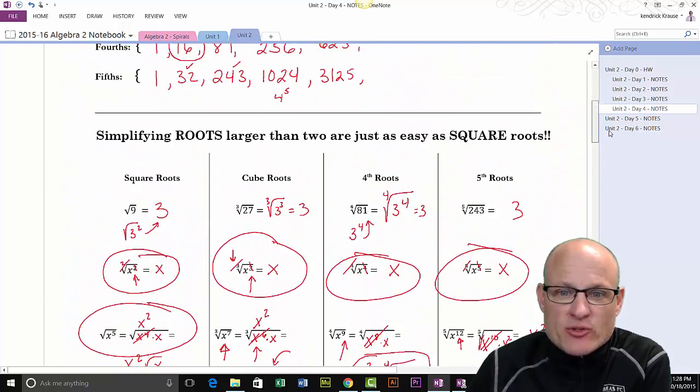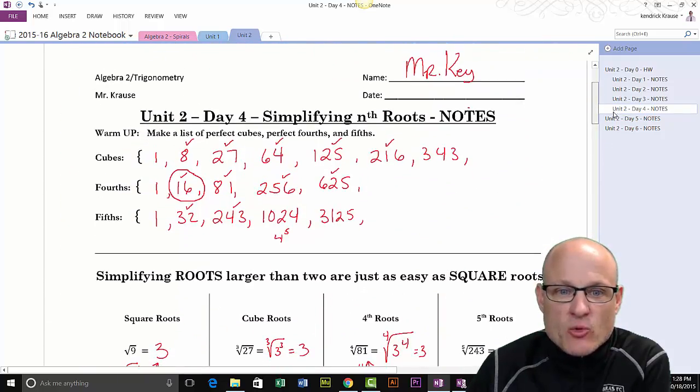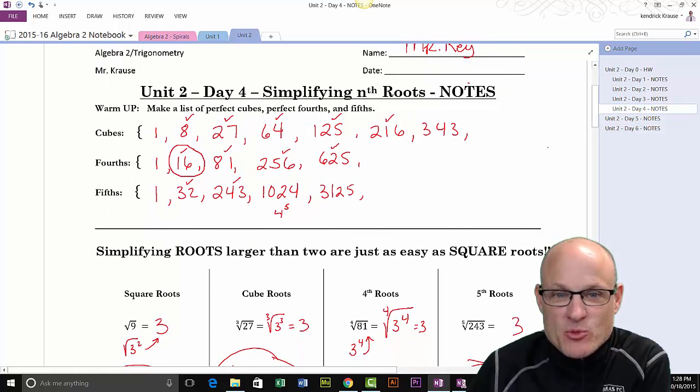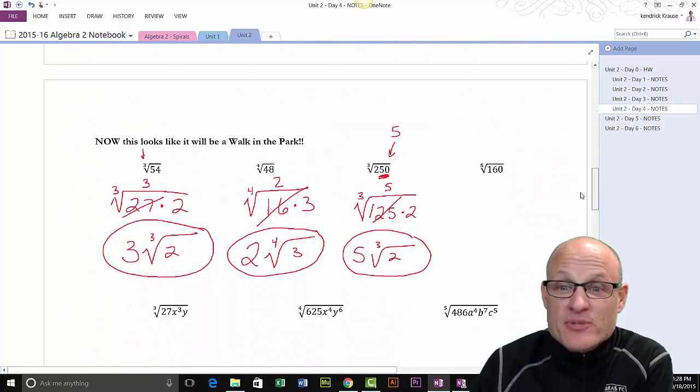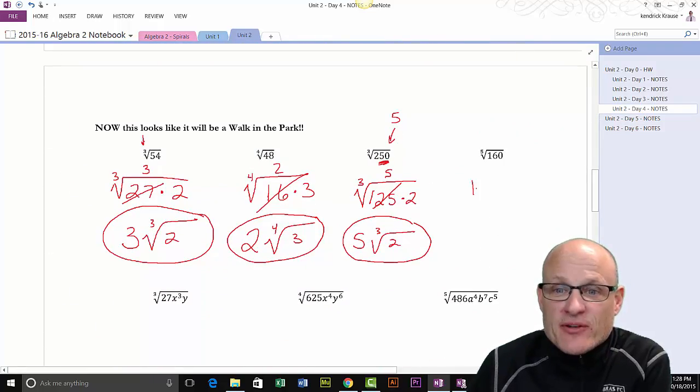So we need one that goes into 160. I need one of these numbers that's a fifth. Well, if you look on the list, there's only one number that's a fifth that's less than 160. It's 32. So the only number that could possibly go into 160 is 32. And if you figured it out, 32 times 5 is 160. The fifth root of 32 is 2, so this becomes 2 fifth roots of 5.